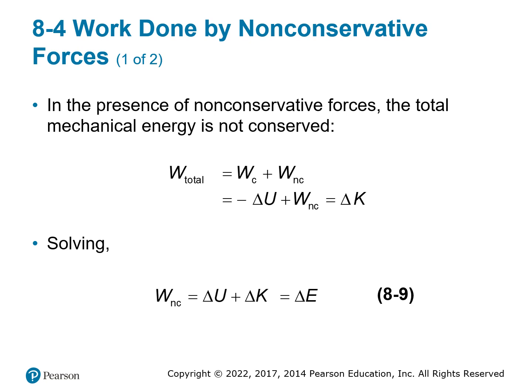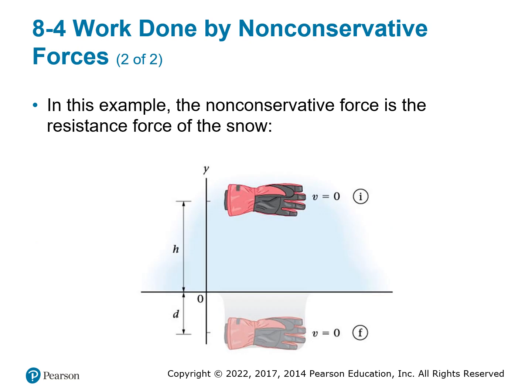So you rearrange, right, add the change in potential energy, then you would get non-conservative work done is equal to change in potential energy plus change in kinetic energy, which is your overall change in mechanical energy as well. It's another way of rewriting it to help you figure out non-conservative work done. So in this example, the non-conservative force is the resistance force of the snow, aka kind of like friction. It's preventing it from moving.